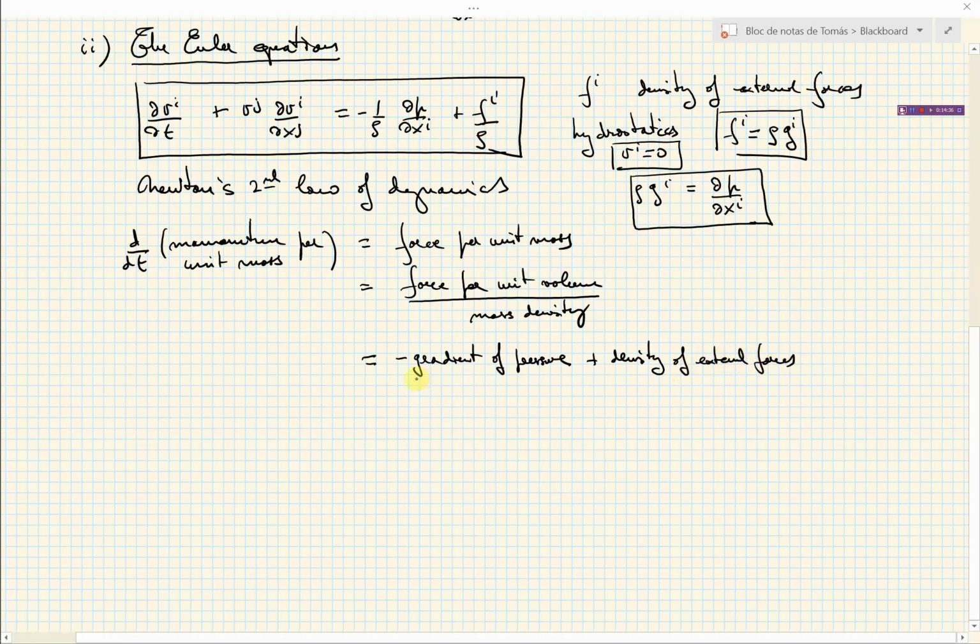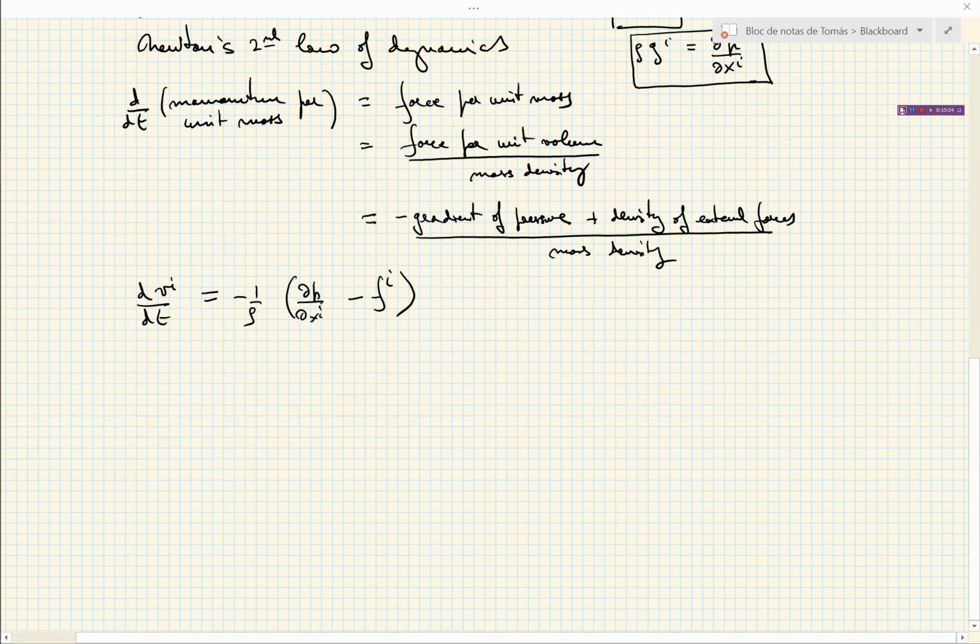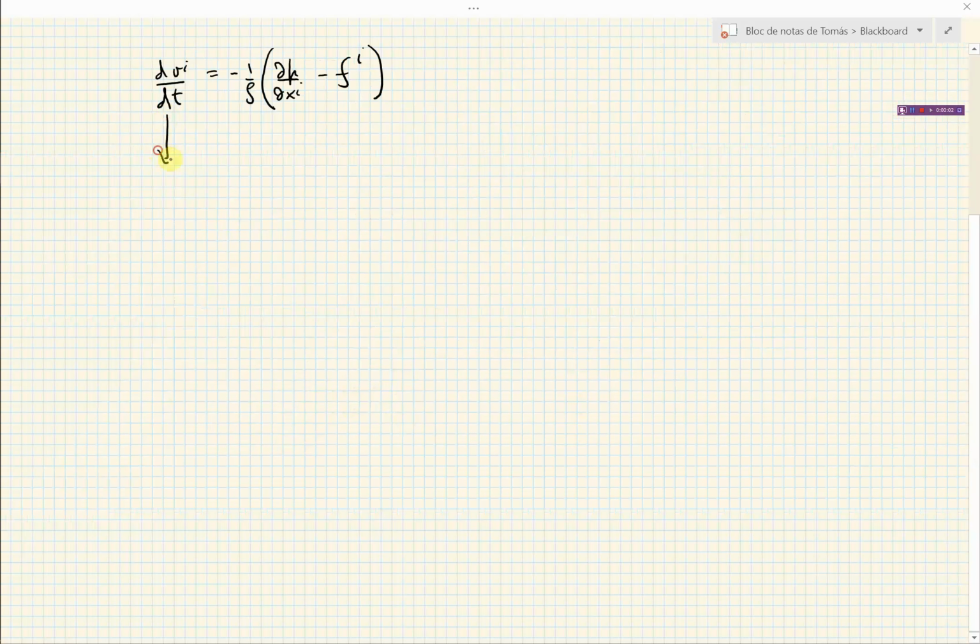This is going to give us dvi over dt equal to minus 1 over rho, the gradient of pressure, minus the density of external forces. Now this time derivative is a total time derivative, so we have to take into account two things in order to do it.